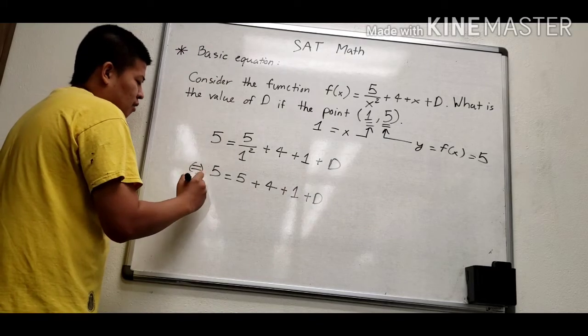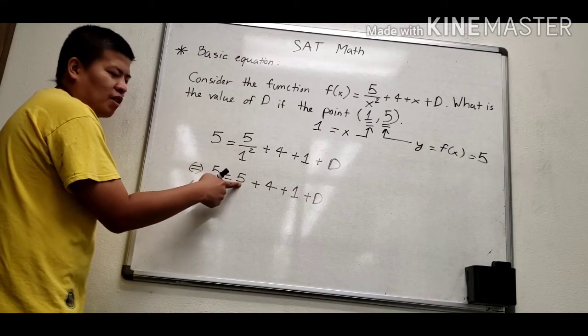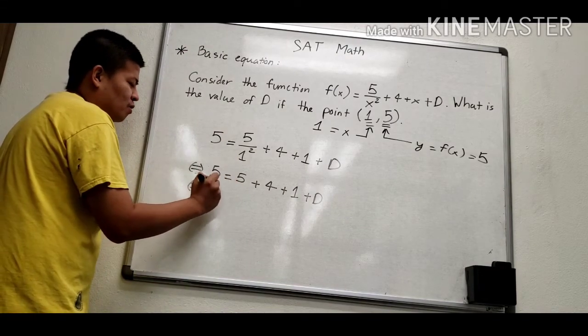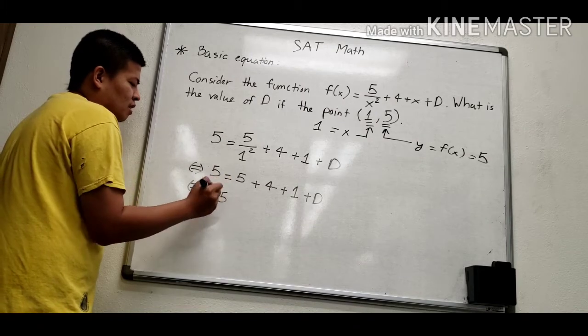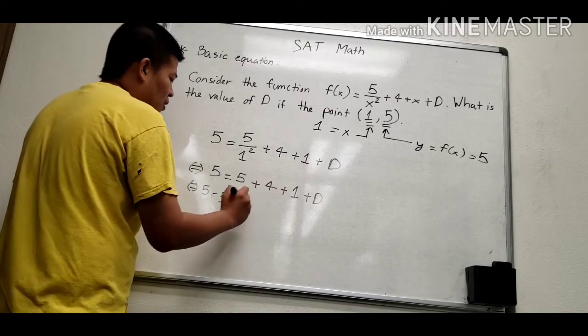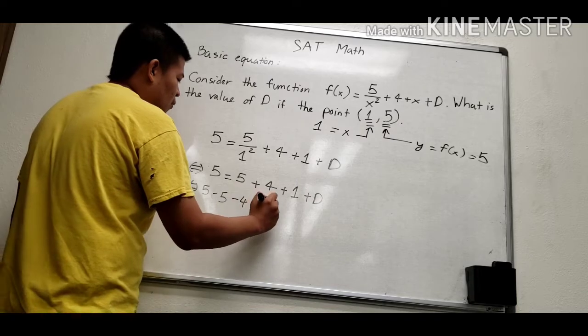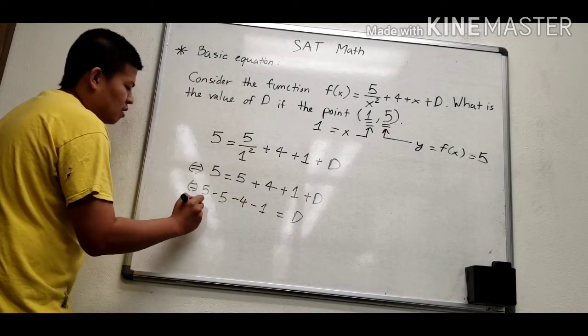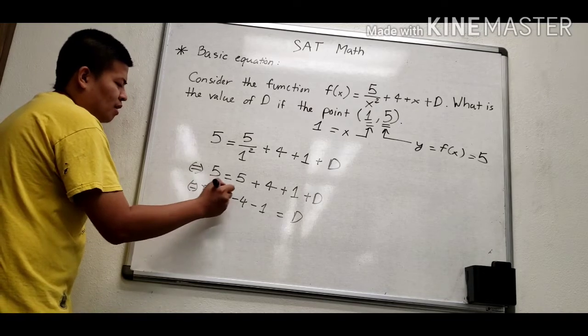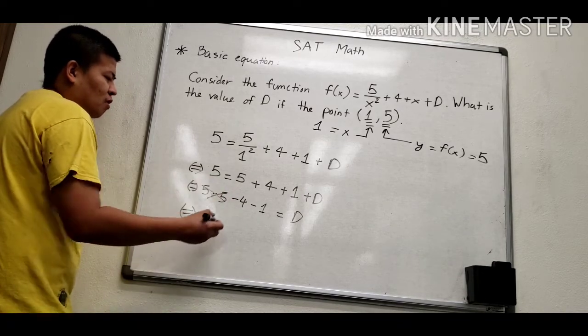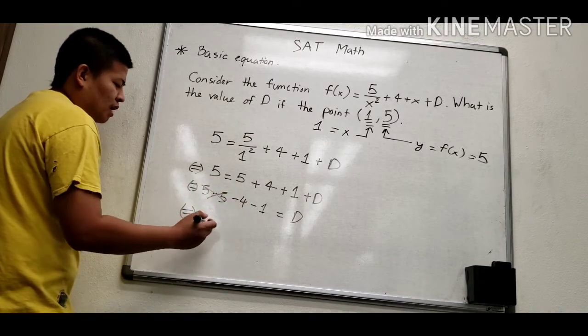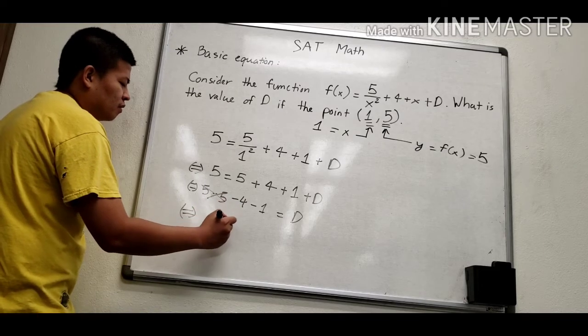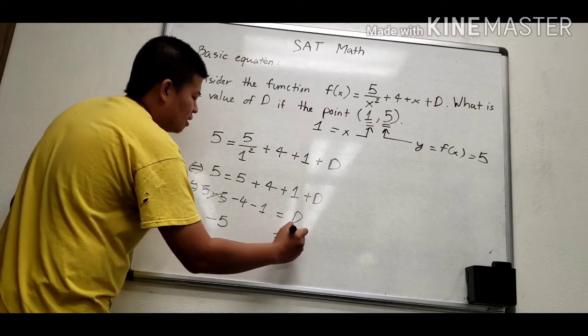In here, we can see that number 5 in here, and we move number 5, then we put on the 0. Number 4 is minus 4 and minus 1 equal to d. So that we can put down 5 minus 5 is still 0. Minus 4 minus 1 is minus 5 equal to d.